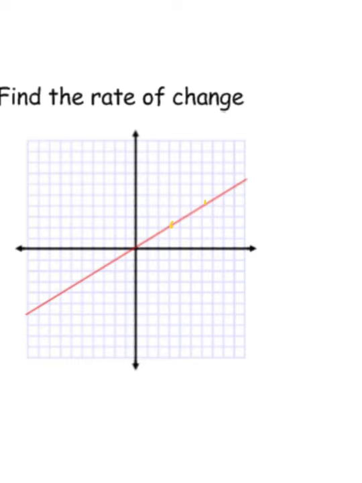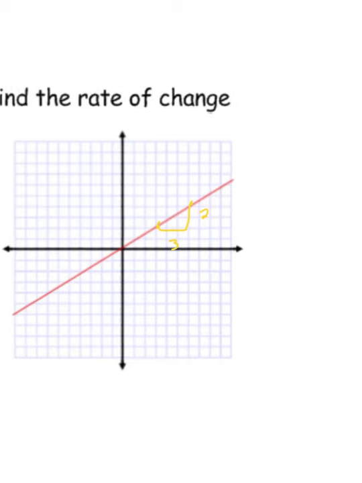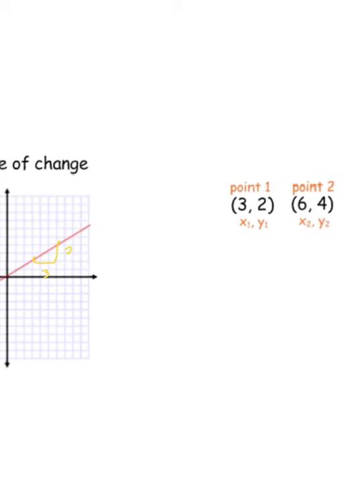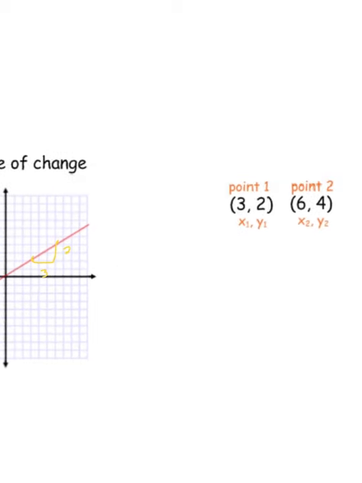So like I said, we can draw the triangle, and we can count rise over run. So we rose 2, and we ran 1, 2, 3. So we ran 3. Or we could use the formula, which is y2 minus y1 over x2 minus x1.